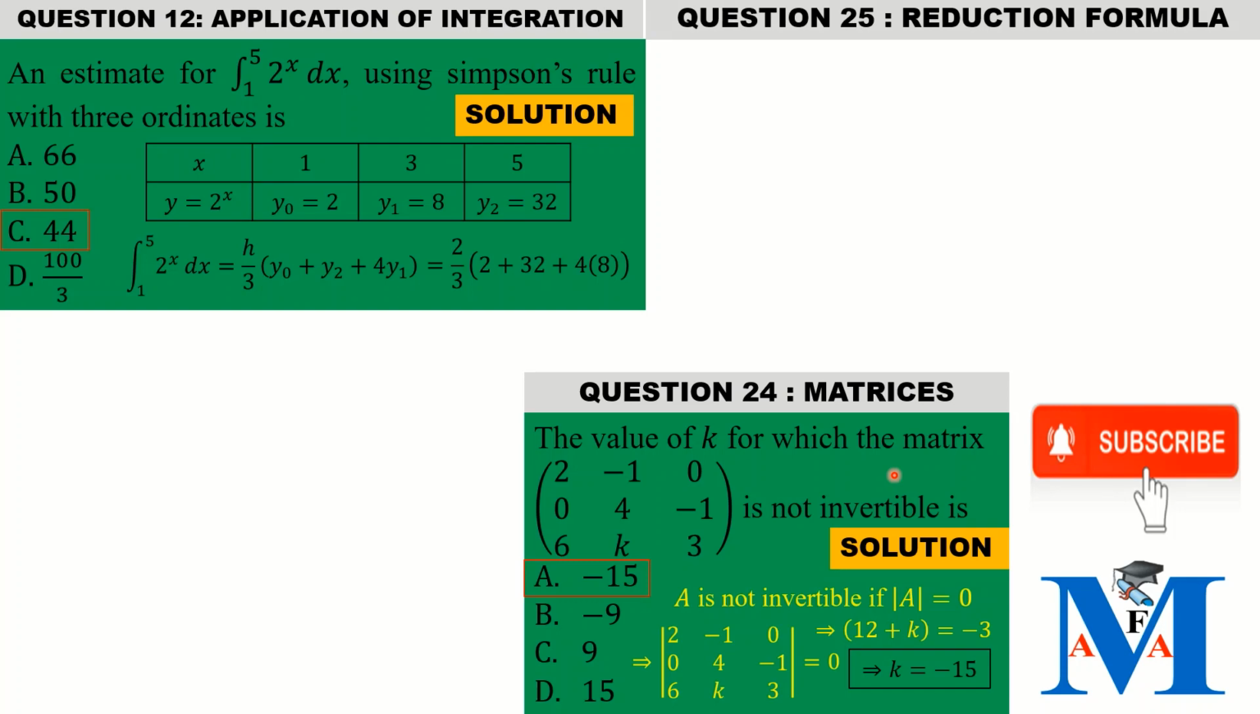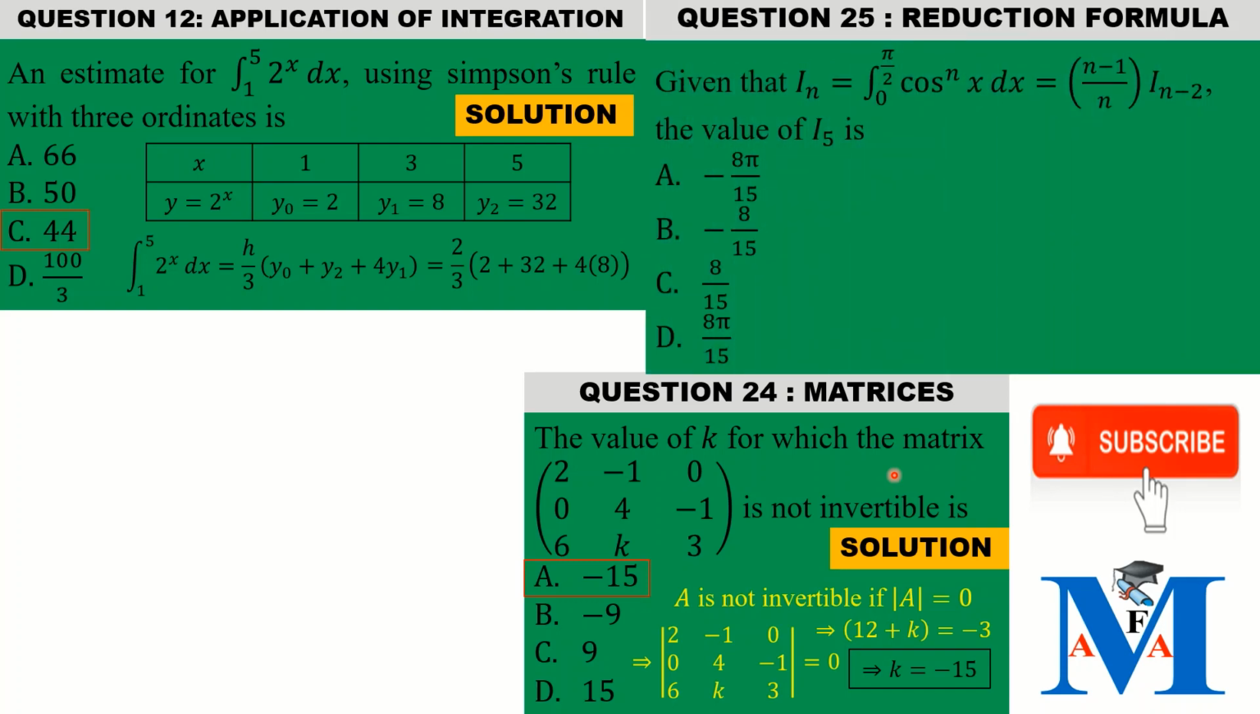Now the next question is question 25, reduction formula. The question reads: given that I of n is the integral from 0 to pi ln 2 of cos raised to the power n dx is equal to n minus 1 over n times I of n minus 2. The goal is to obtain the value of I5. So to get I5, we begin. I5 is when n is equal to 5.